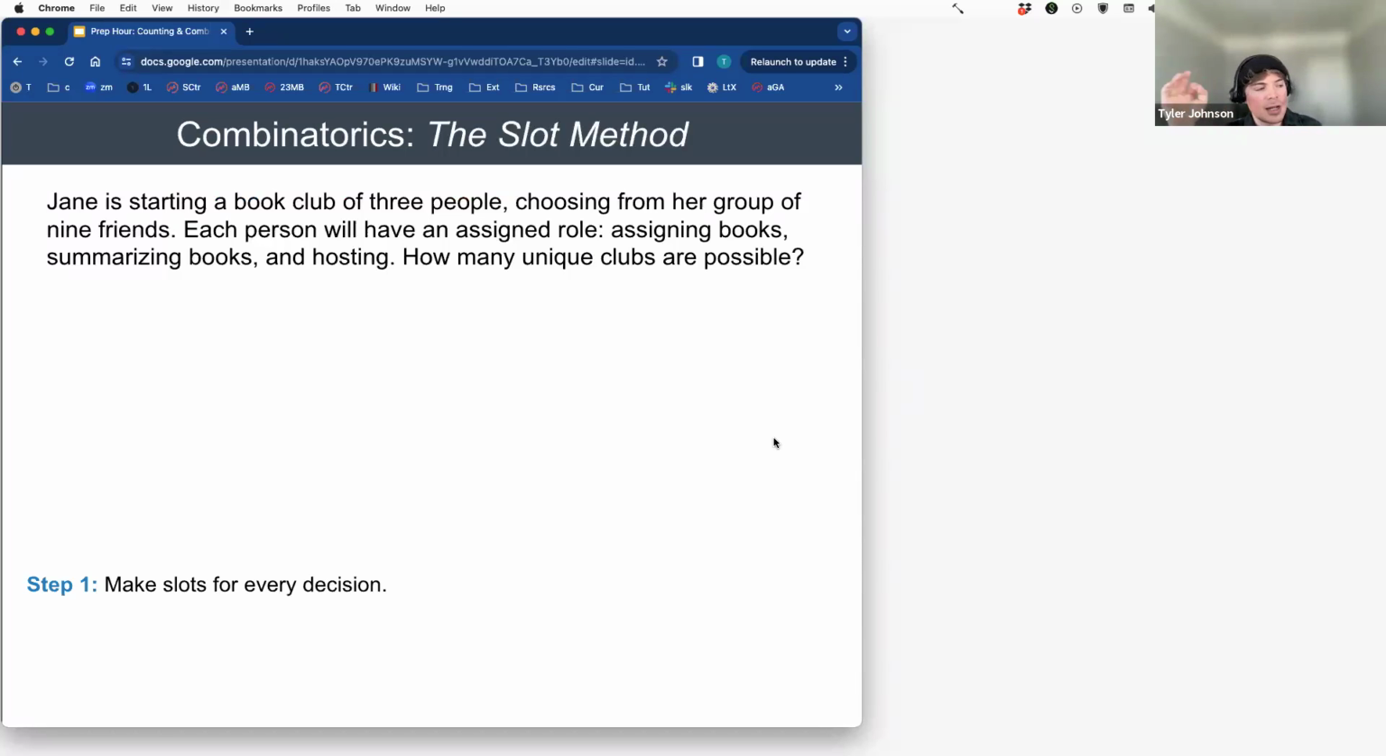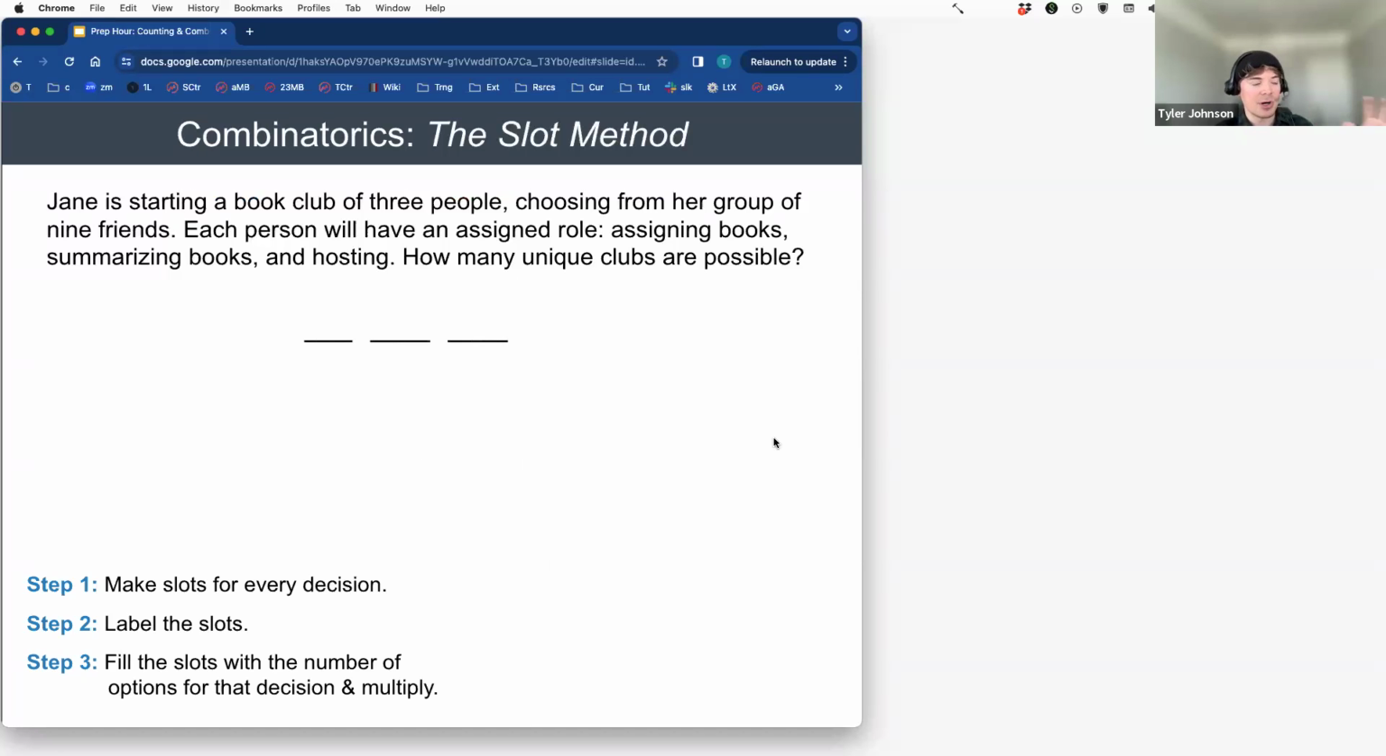And the way the slot method works is you want to begin by just drawing a line, a slot for every decision that's being made. And in this example, Jane is picking 3 people. So I'm going to draw 3 slots. The second step is you want to label each of those slots. In this example, we have an assigner, a summarizer, and a host. So I'm going to label them A, S, and H.